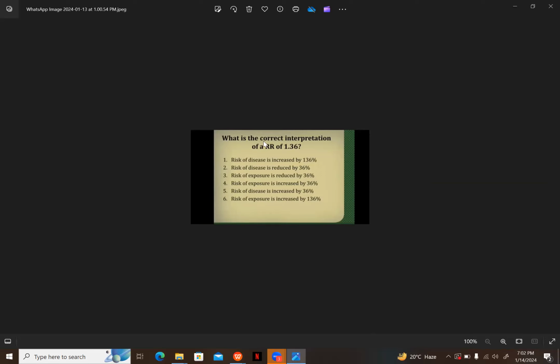All right. What is the correct interpretation of RR of 1.36? And these are the options. For 1.36, the formula is 1 minus this number and multiply by 100. Okay, remember this formula: 1 minus RR, bracket close, and multiply by 100. So it comes out to be 36 here.